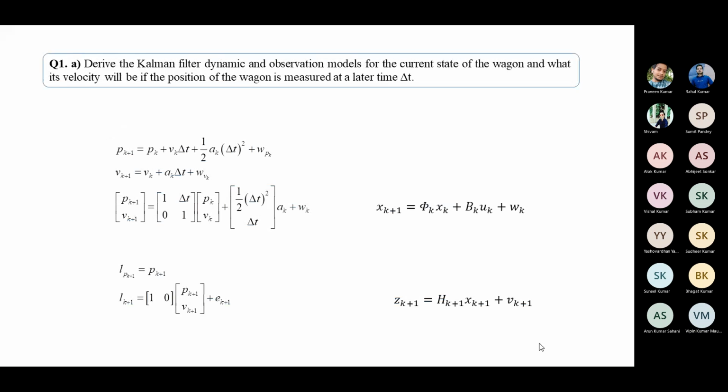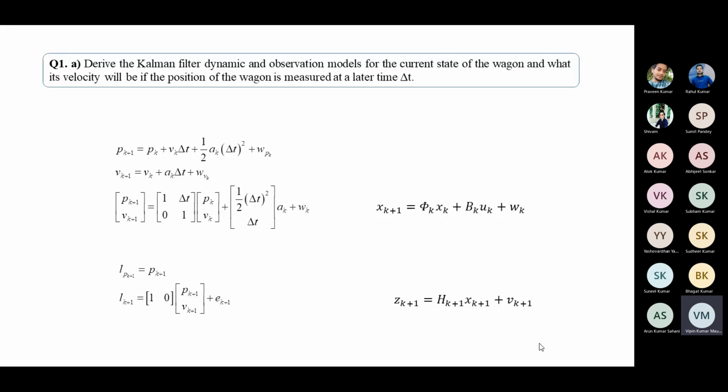And what is the standard deviation? It is 1 meter. And what is the time? It is delta t equal to 30 seconds. So look at our equations. If you compare both the equations, we can compute here the values of Φk, Bk, Xk, Zk, and Hk.